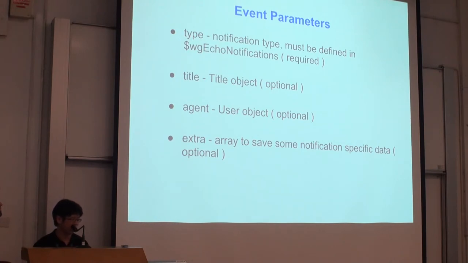The title is the title object the notification is created from, and the agent is the user who triggers the notification. Both of these are optional. And the extra is an array where you can save some additional notification information so that you can use it later on to format your notification.